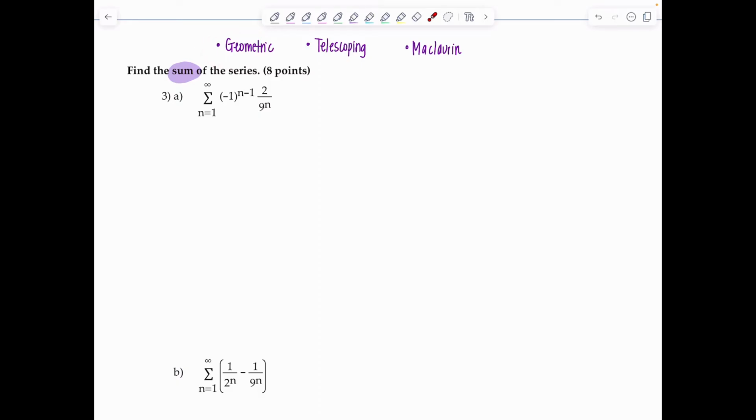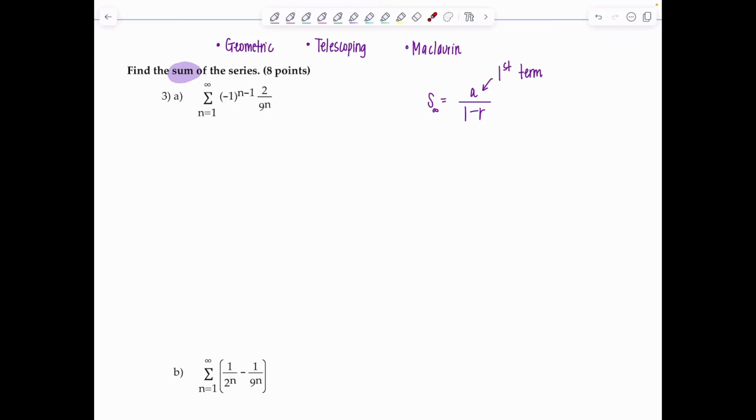So in order to find the sum, remember we have the formula S. Sometimes it's S or you see S infinity. A over (1 minus r). A is the first term of the series. So that could either start at 0 or 1. You have to check, this one's starting at 1.